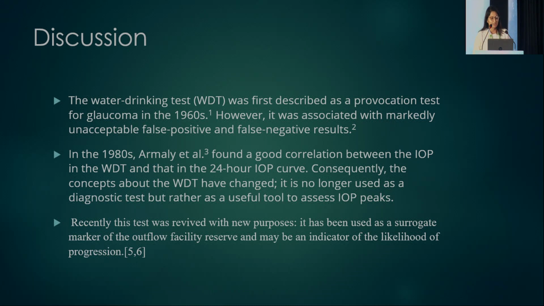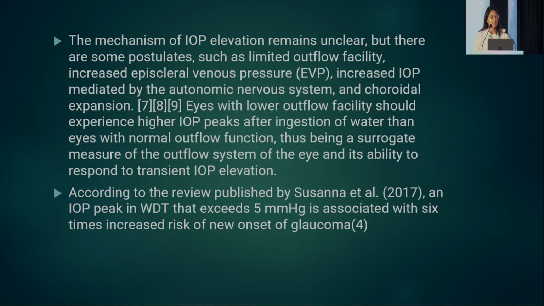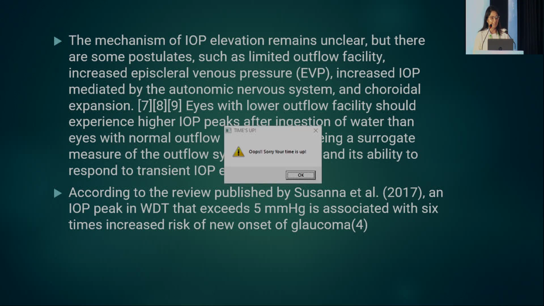Recently, this test was revived with a new purpose. It has been used as a surrogate marker for the outflow facility reserve and may be an indicator of the likelihood of progression of glaucoma. The mechanism of IOP elevation remains unclear, but there are some postulates such as limited outflow facility, increased episcleral venous pressure, increased IOP mediated by the autonomic nervous system, and choroidal expansion.